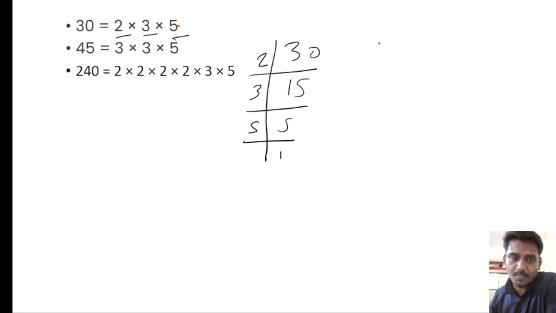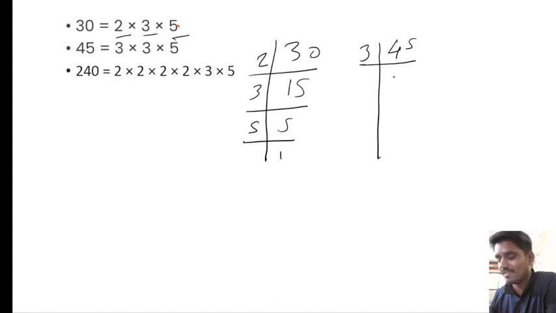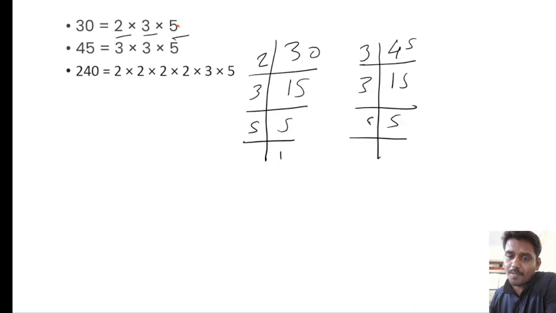Now to factorize 45 as a product of primes, it is an odd number, so we will begin with 3. It is divisible by 3 as 4 plus 5 is 9, which is a multiple of 3. So if we divide by 3, we will get 15. Again 15 is divisible by 3, 5s are 15, and again 5. So 45 has factors 3, 3, 5.